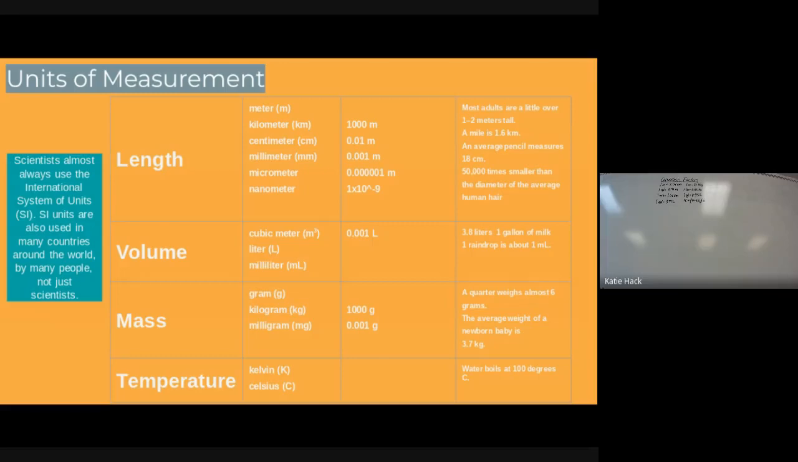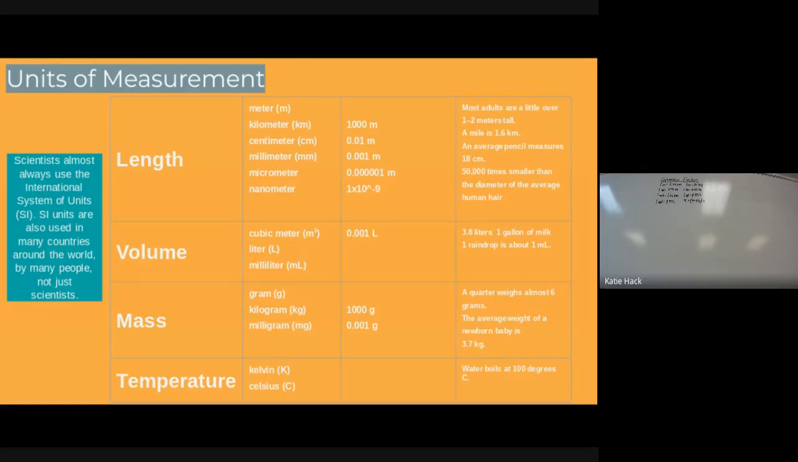Okay, so in science, it is so important that when you are writing your math equations, when you're writing numbers, you always, always, always include the unit. In fact, it is wrong if you do not include the unit. So for length, the unit that we use is meter. We use the meter for length.